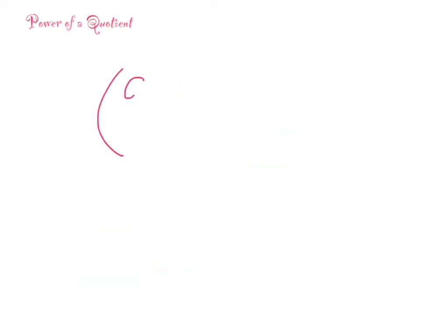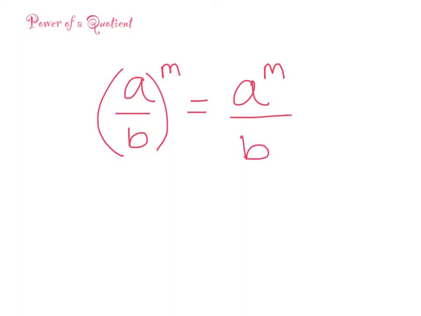And the last one, we have the power of a quotient. So if I have a quotient, which is a fraction, so a over b or whatever, all raised to a power, we can also, just like we could do the power distributed to multiplication, we can do it to division, a to the m over b to the m.